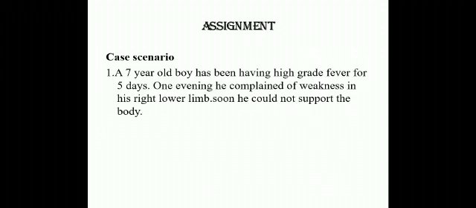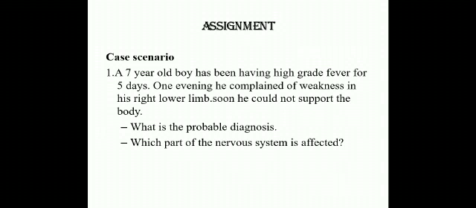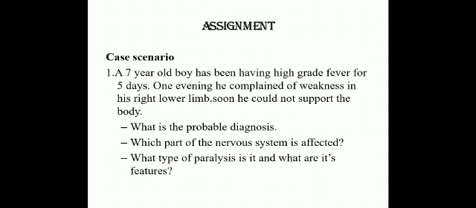So, we will have case scenarios. The first one, a 7-year-old boy has been having high grade fever for 5 days. One evening he complained about weakness in his right lower limb. Soon he could not support the body. What is the probable diagnosis? Which part of the nervous system is affected? What type of paralysis is it and what are its features?